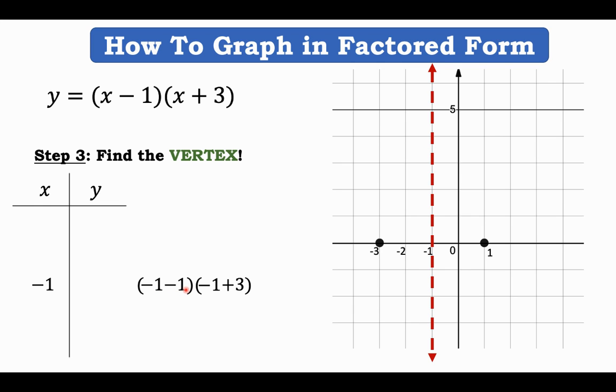So you've got -1 minus 1 is -2. -1 plus 3 is +2. So it's -2 times 2. And I'm out of room, so I'll just put my answer back here. That's -4, so the point is -1, -4. All right. So now I know that at -1, -4, that's where I'm going to place my vertex.